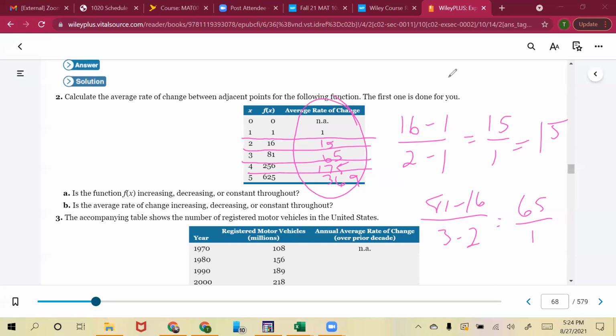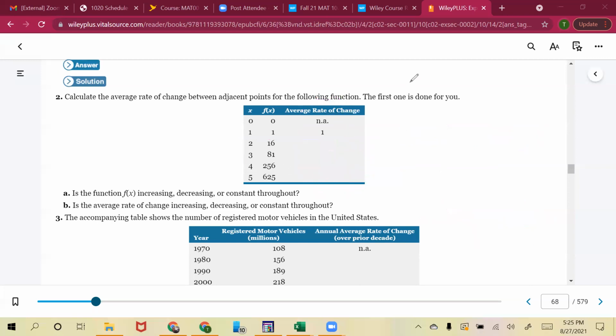So in part B, is the average rate of change increasing, decreasing, or constant? The average rate of change is also increasing, because if you look at the differences between these, you continue to see those differences going up as well. So the average rate of change will be increasing. Okay, cool.